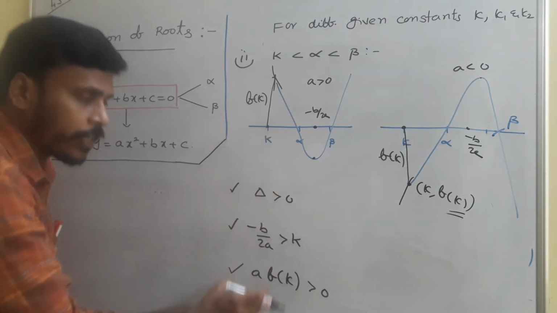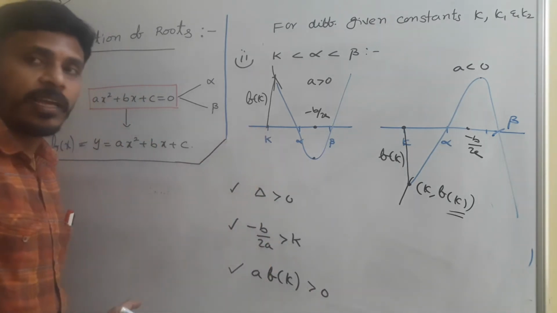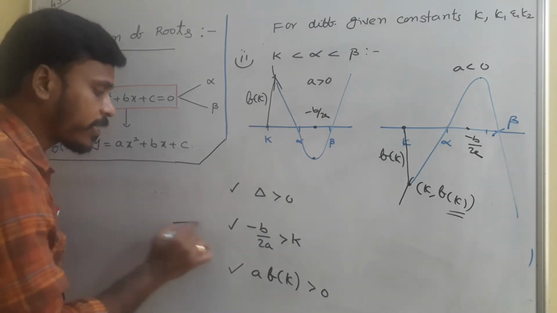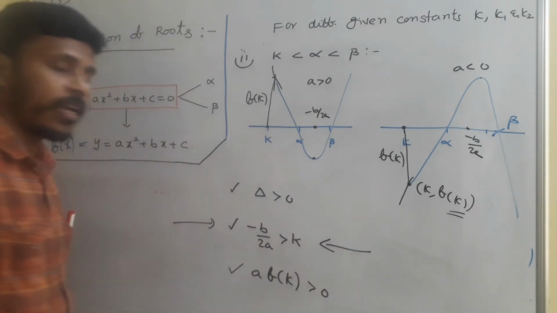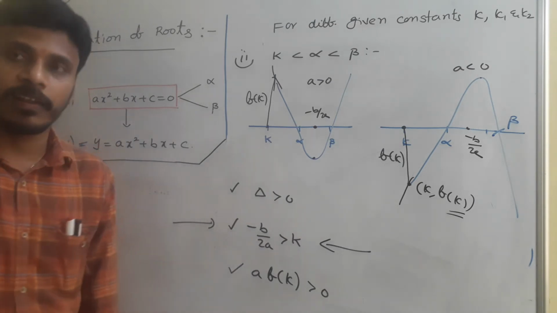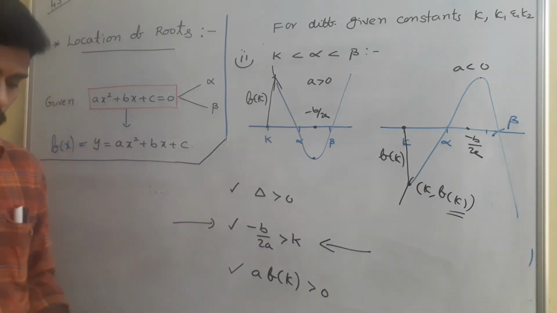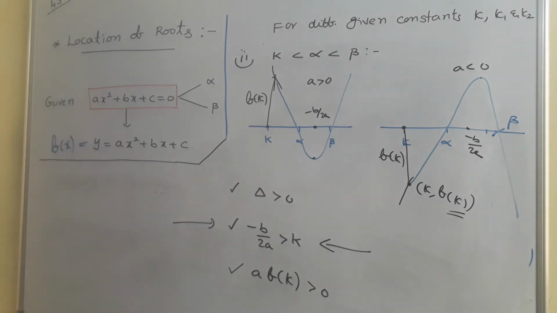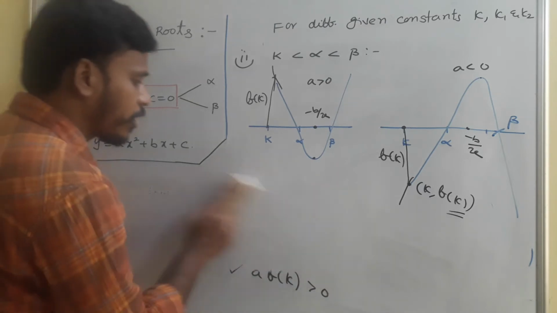So for the first case as well as the second case, the conditions are similar except the second one. In the first case, minus b by 2a less than k. In this case, minus b by 2a greater than k. There ends the situation. So these are the conditions. Okay, I am moving to the third situation. You first analyze the situation, right? So these are the conditions.